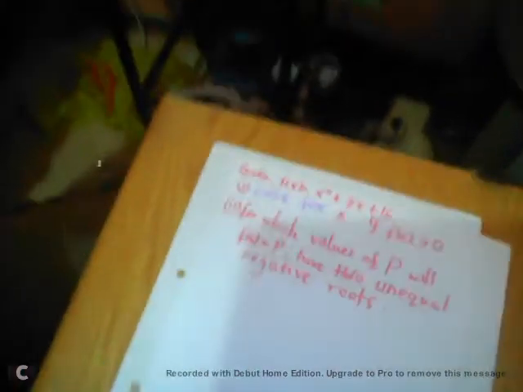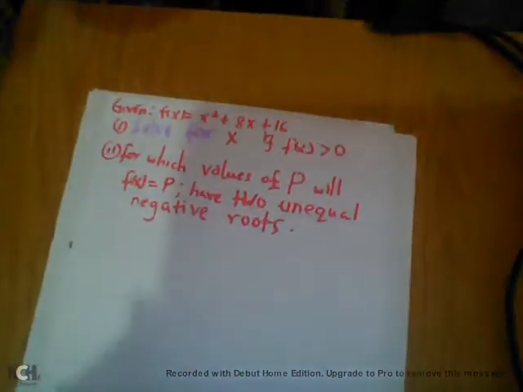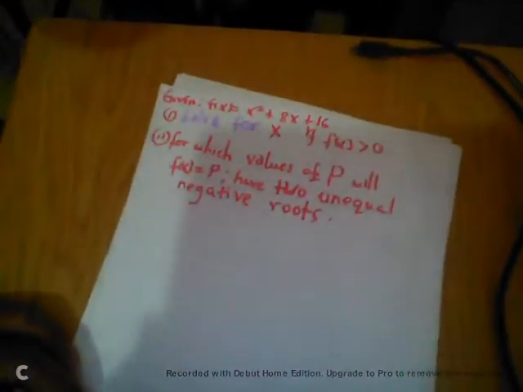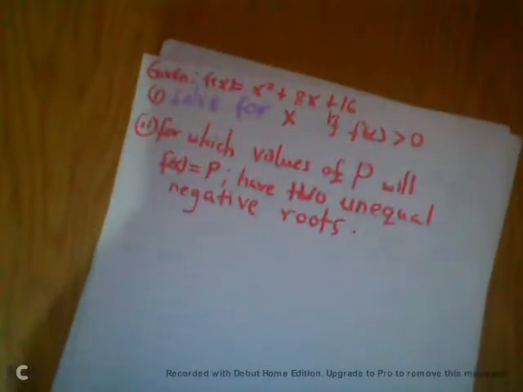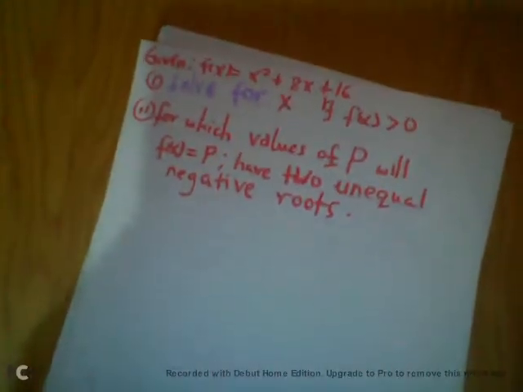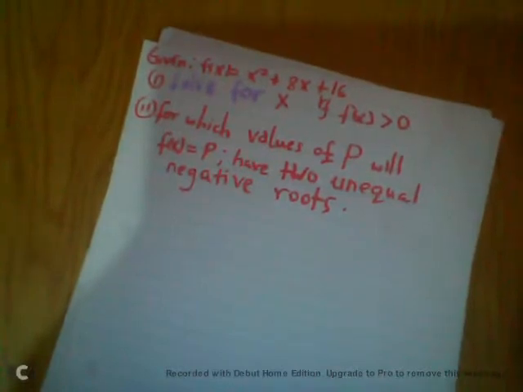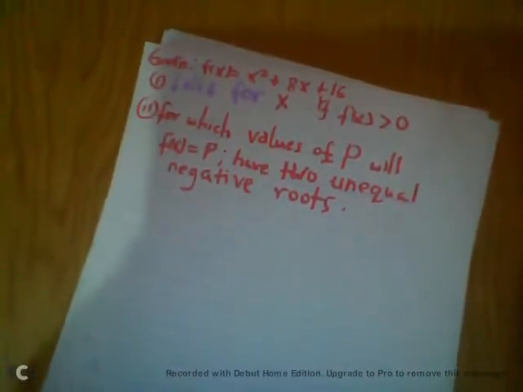The question says, her name is Kaylee from Woodlands, Mitchells Plain. I hope everybody can see there. If you cannot see, please let me know. Given f of x equal to x squared plus 8x plus 16, solve for x if f of x is greater than 0. That's the first one. The second one: for which value of p will f of x equal to p have two unequal negative roots? Okay, let's start with the first one.